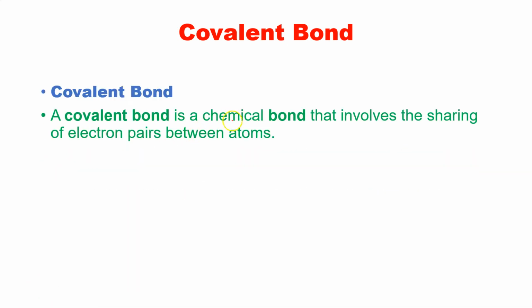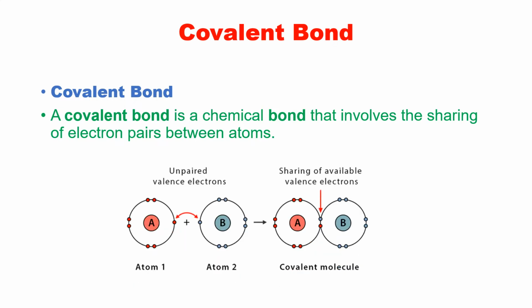A covalent bond is a chemical bond that involves the sharing of an electron pair between atoms, and it forms a molecule. See here, there are two atoms, atom A and atom B, each with an unpaired valence electron. They will combine with each other and share them, and once the sharing of the valence electron takes place, it forms a molecule.